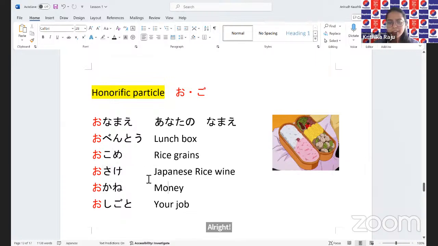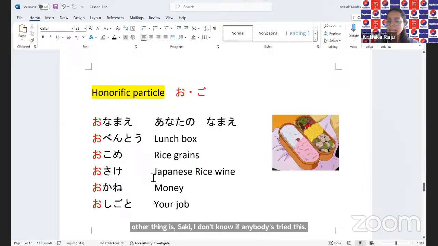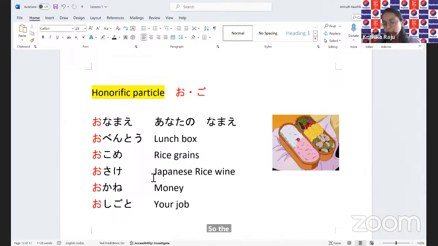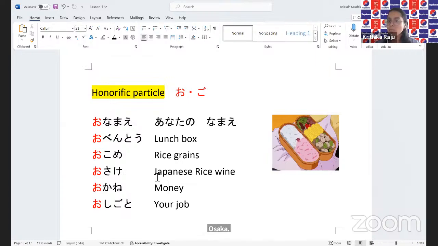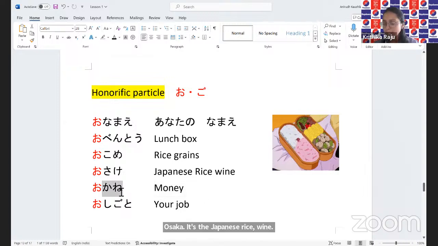Okome. All right. The other thing is sake. I don't know if anybody's tried this. Sake refers to the Japanese wine. It's made out of rice. So the sake culture is also very big out here. Since that is so much a part of the Japanese culture, that is also prefixed with the honorific o: osake. Osake, the Japanese rice wine. Money, of course, we all know. Kane is money. But you will find that it is always prefixed with o, and so it reads okane.